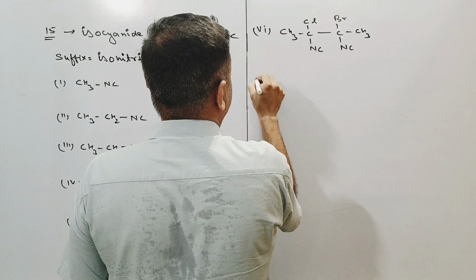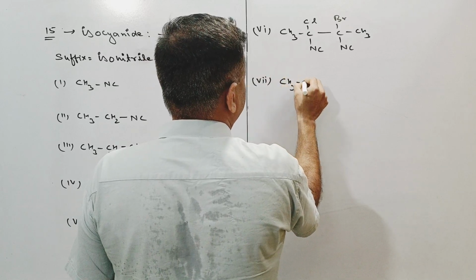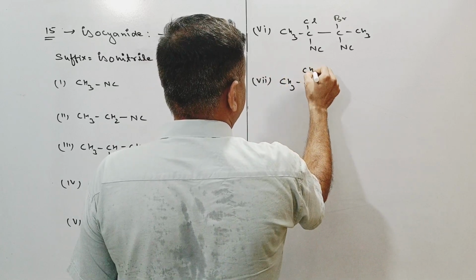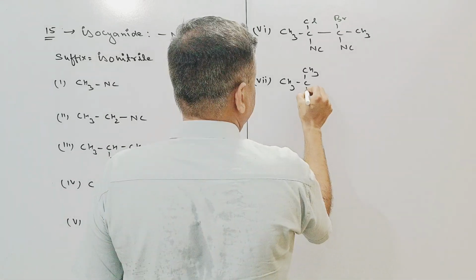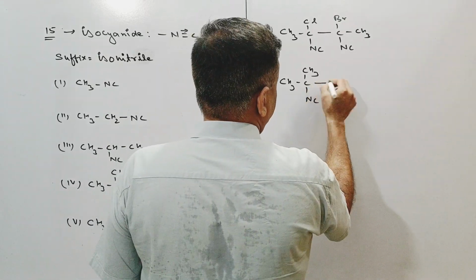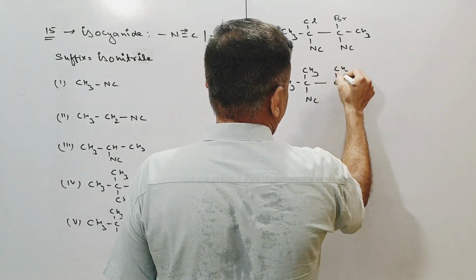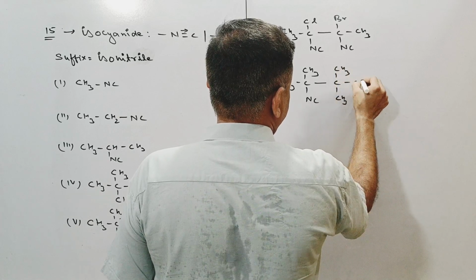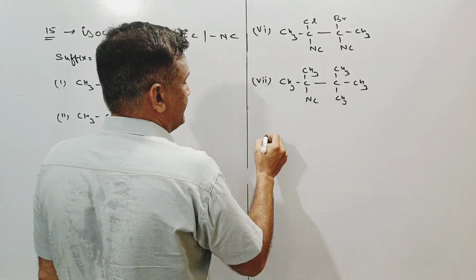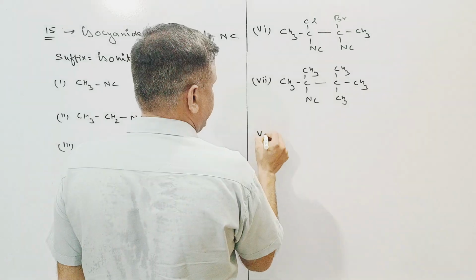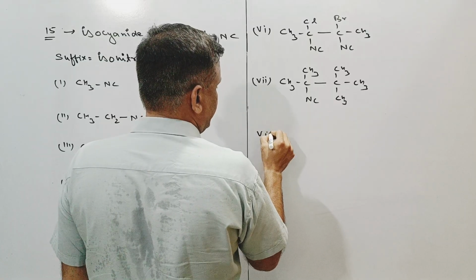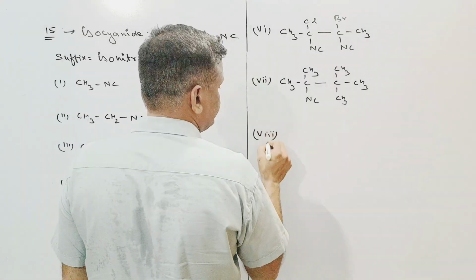The seventh compound we can take as follows: CS3. This is your CS3. This is your NC. This is your CCS3 and CS3 and CS3. If we go further, then we can take the eighth compound.